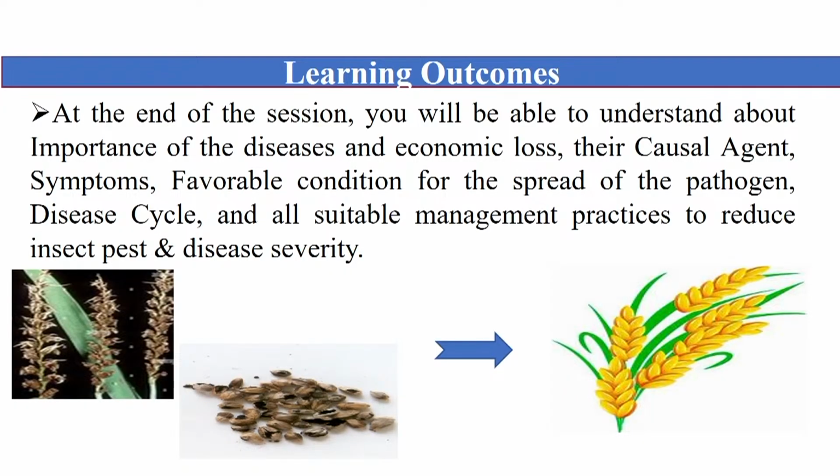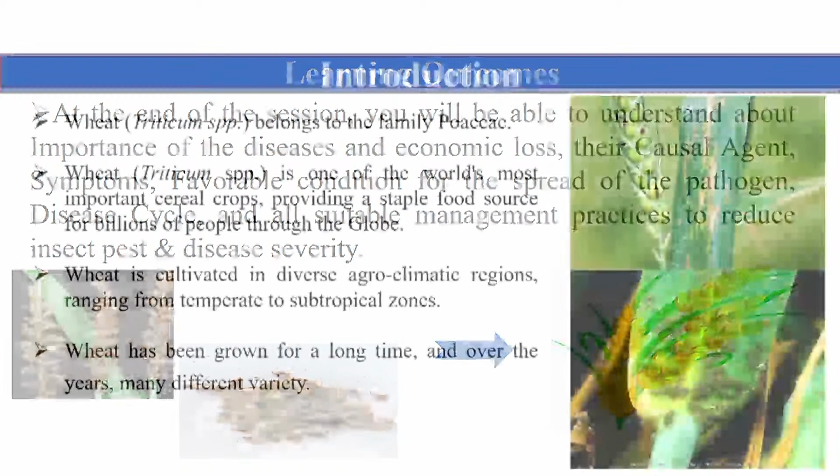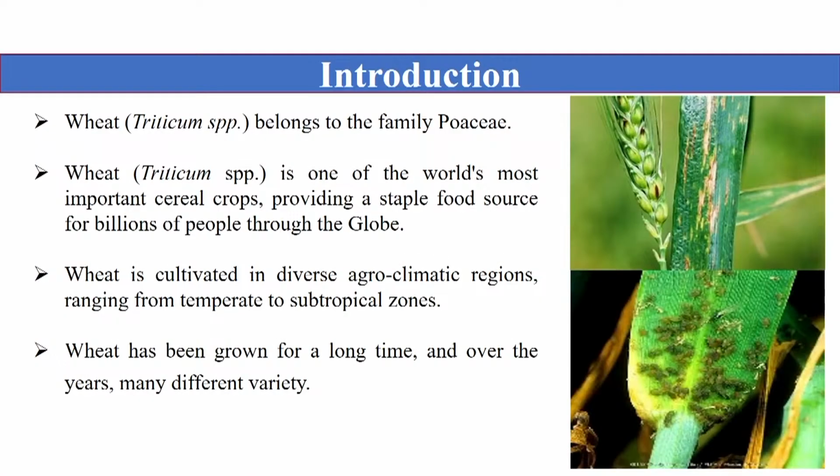Dear learners, the learning outcome for today's session is that you will be able to understand the importance of diseases, their economic loss, causal agents and symptoms, the favorable conditions for the spread of the pathogen, their disease cycle, and suitable management practices. By the end of the session you will be able to do all those things.